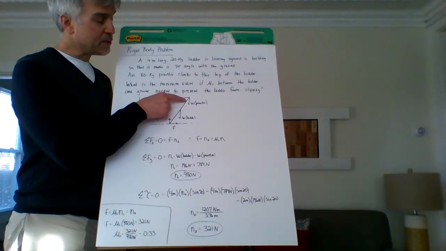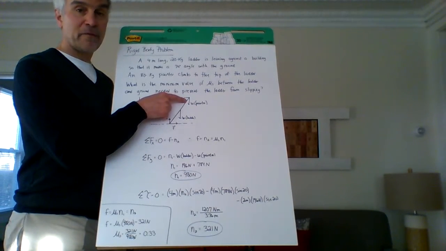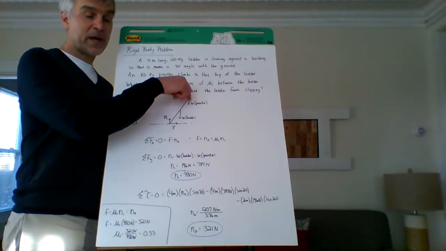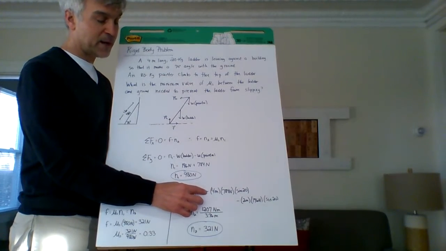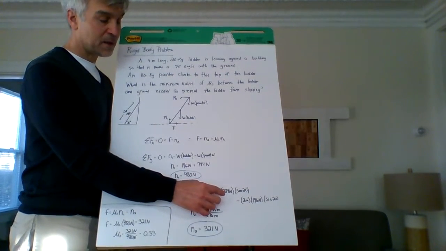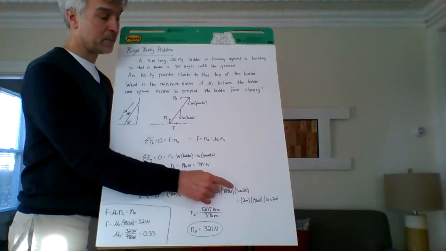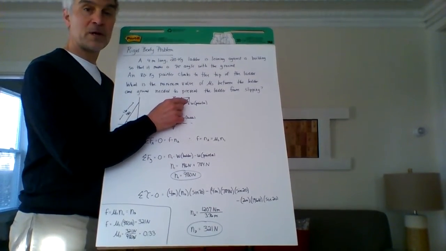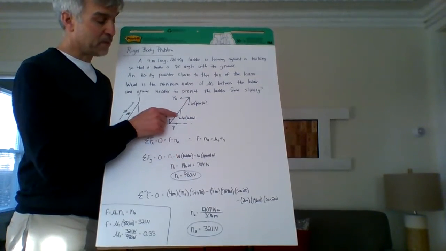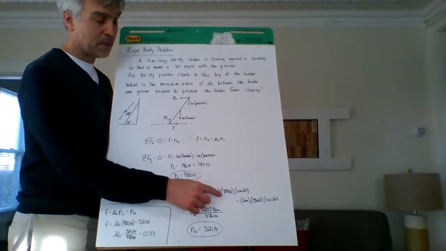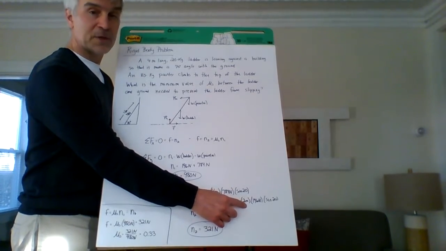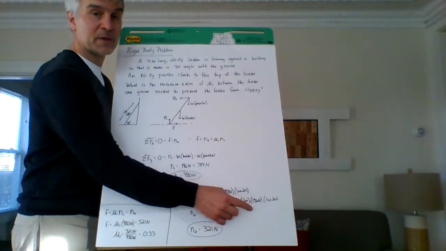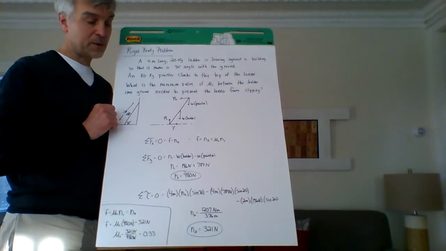Now, the weight of the painter is also 4 meters away from the bottom of the ladder, but this would produce a negative torque. So for the painter's torque, I'm going to do minus R times F times the sine of the angle. If this is 70, this is a 20 degree angle here. And then for the torque created by the weight of the ladder, minus the distance from the bottom of the ladder to the center of gravity times the weight of the ladder times the sine of 20. That angle is also 20 degrees.